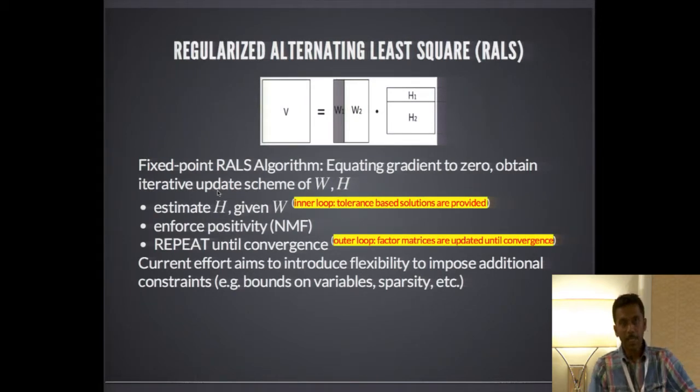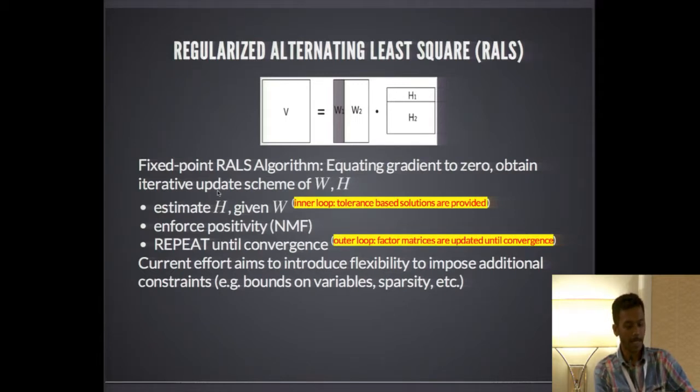This is the current state of the art in Spark right now: the alternating least squares method. In this technique, we fix one of the factor matrices at a time and then estimate the other one.